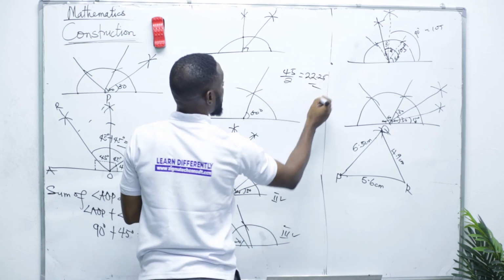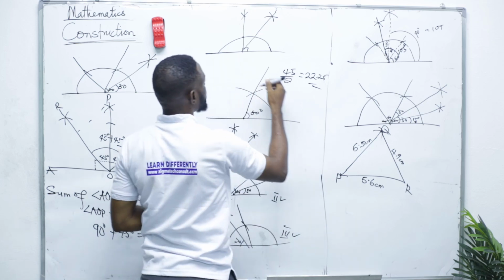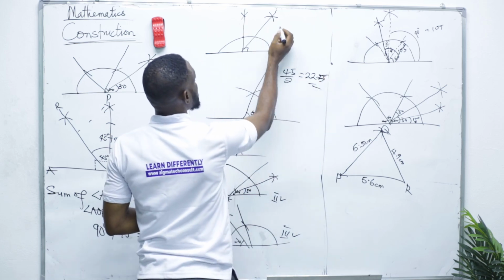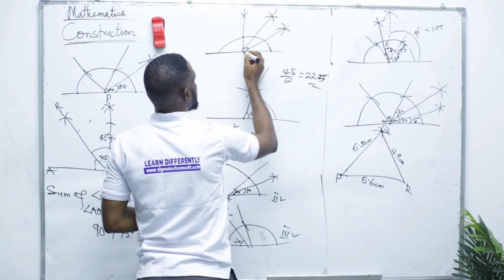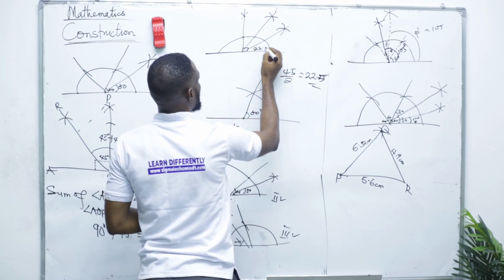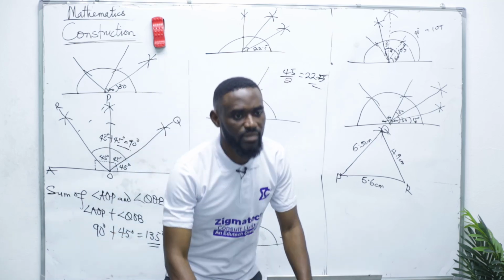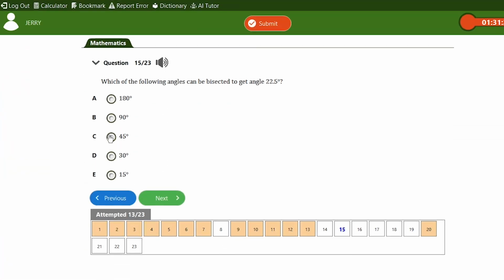22.25. Right? So to get that 22.5, is to bisect this 45 here. So this gives us 22.5. So we do that, the correct option there, we do that by bisecting angle 45 degrees. All right.